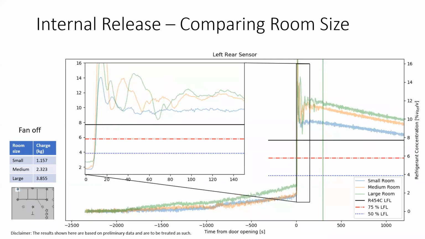So this is the same test setup, same conditions. We're still comparing one point across all three room sizes and all three charge sizes. The sensor itself is on the opposite side of the unit. But what's important to note is that the results are very similar. We still have the same increases prior to the door opening, although the rate of increase is slightly different, which is expected. It's not as localized to a specific opening of the unit because it's located around the side.